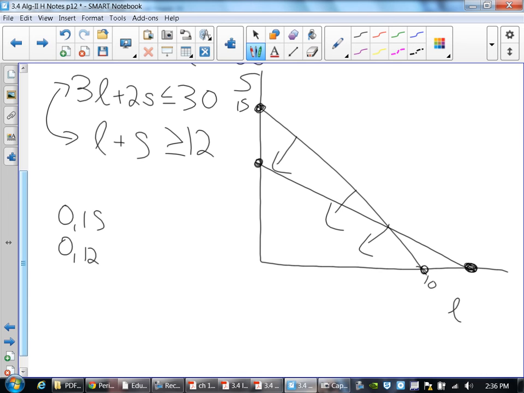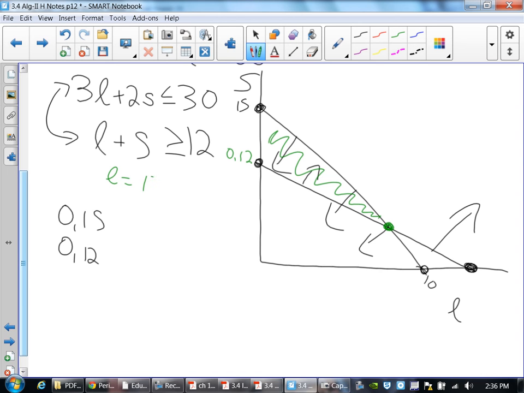Is 0 plus 0 bigger than 12? No. So it's moving outward. So it's out here, but in here the overlap occurs right in here. So you have to find that point. Where those two intersect will be really easy to find. And I think I found that.